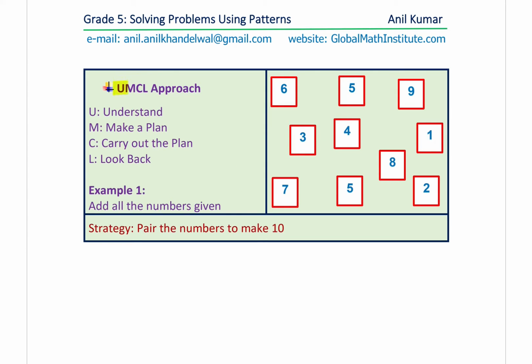When I'm saying UMCL approach, U stands for understand, M stands for make a plan. So first you need to understand the question and then make a plan for it. Once you make a plan, C is for carry out the plan. Once you carry out the plan, you're going to get the results. After getting the results, look back, and that is what L stands for. Look back and see what did you get and what you wanted, what was actually required. So all these learnings get into the process of solving further problems.